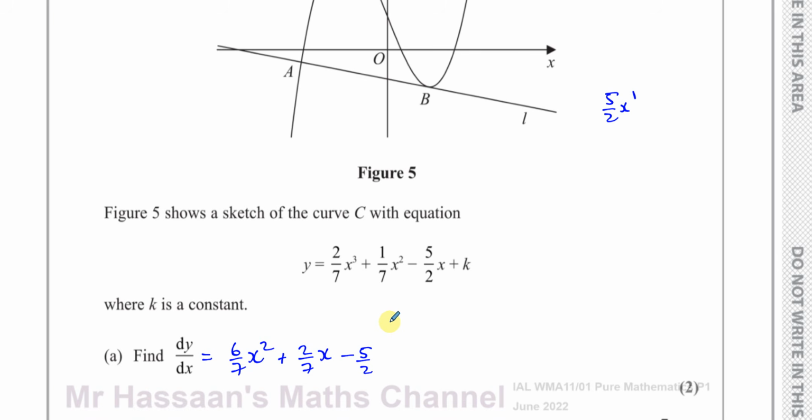Very simple, part A of the question. That would be accessible to most students. Most students should have no problem with that whatsoever.